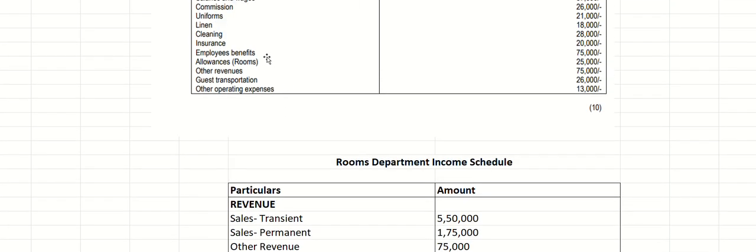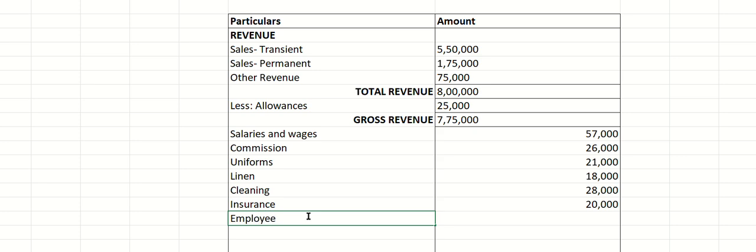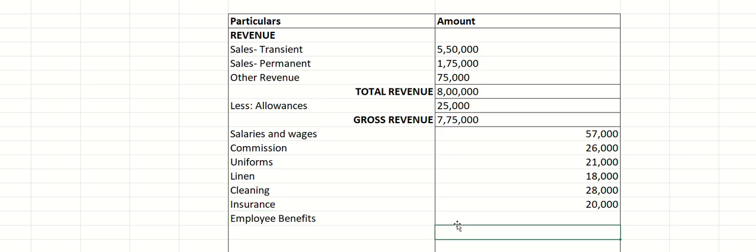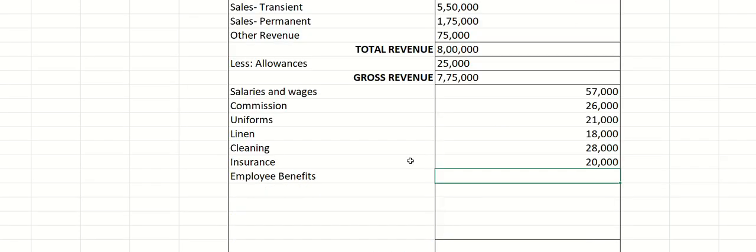Then employee benefits. Since we have employees, we have to give benefits to them. So employee benefits, that is 75,000, right? 75,000.